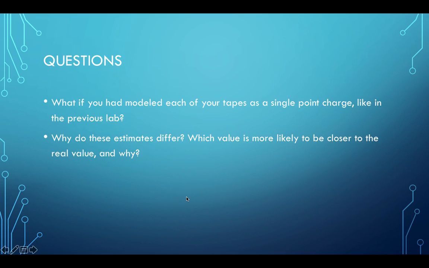So getting into the questions here, if I had modeled each of my tapes as a single point charge like in Lab 1, the value would have been a lot smaller. So my value from the previous lab was 2.03 times e to the negative 9, which isn't to the power of the negative 8 like it was in this lab. So these values differ because, like I mentioned earlier, the charge in this lab was treated as if it was distributed across the length of the tape, while last lab was a point charge. And the value from this lab should be more accurate, since in reality, the charge is distributed along the length of the tape and isn't actually a point charge.